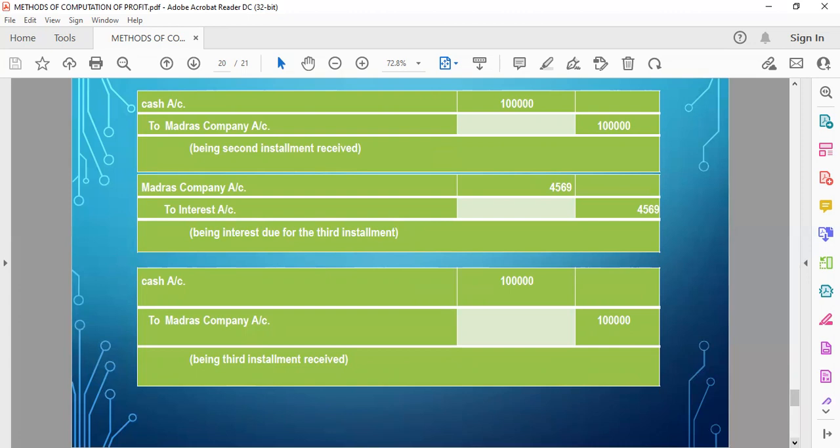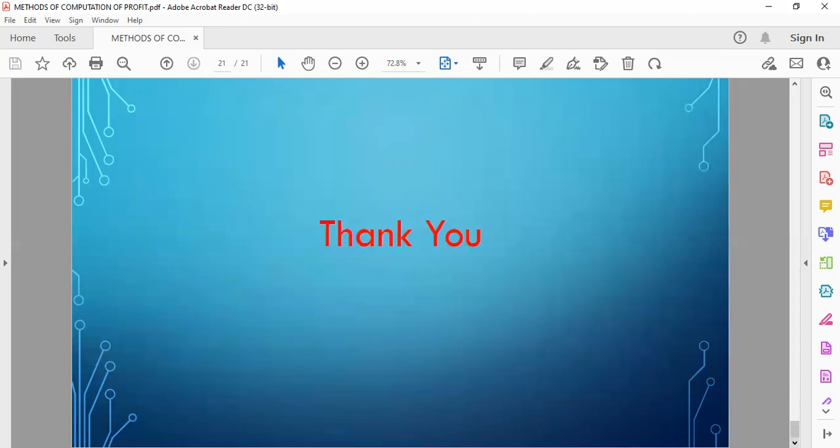Then we can see the next journal entry. Madras company account debtor 4,569 to interest account 4,569 being interest due for the third installment. So the next journal entry for the payment. Cash account debtor 1 lakh including the interest to Madras company account 1 lakh being third installment received. Okay. Thank you.